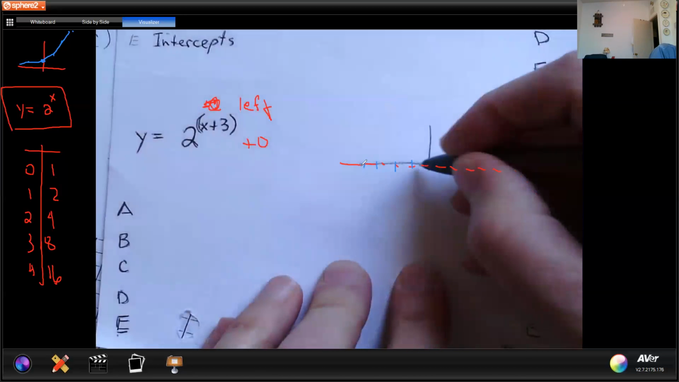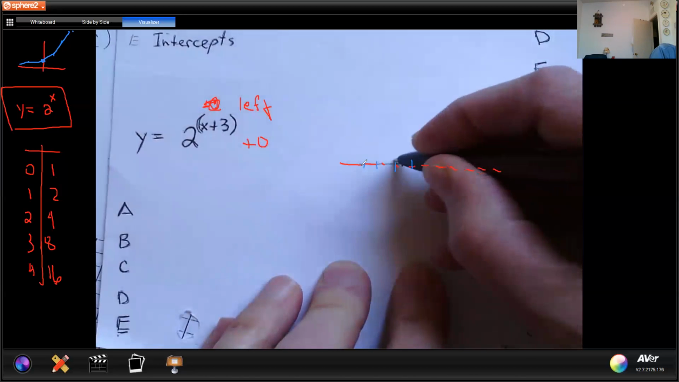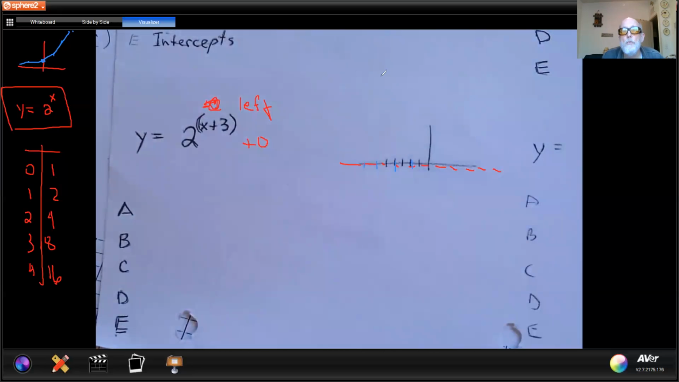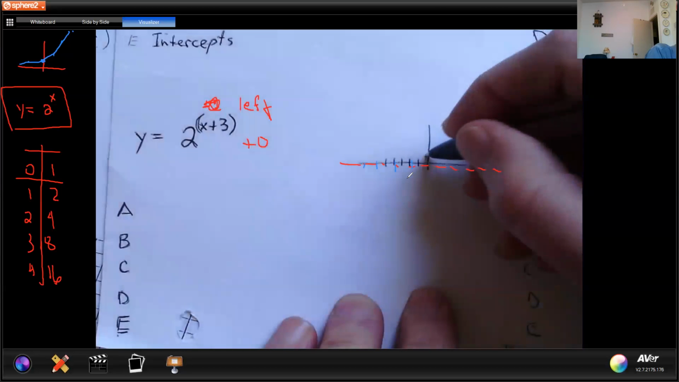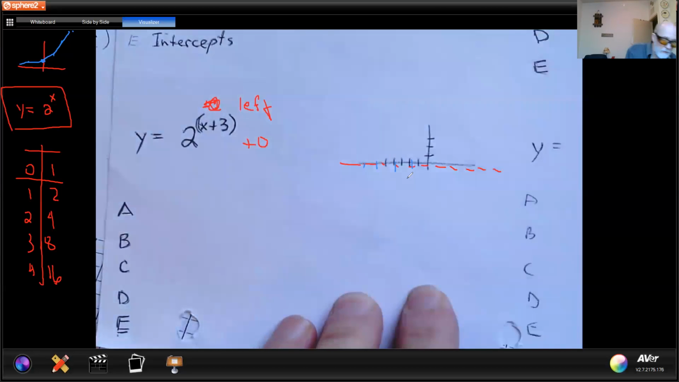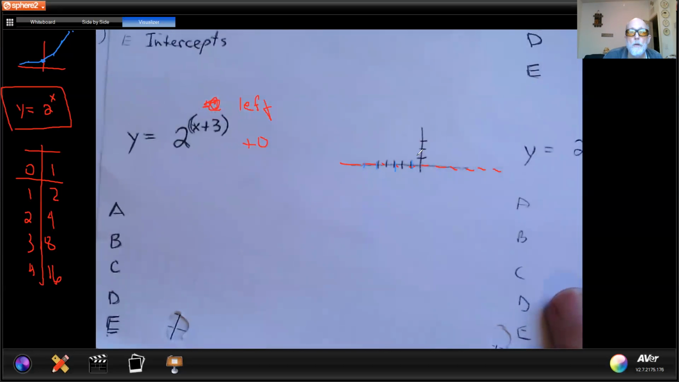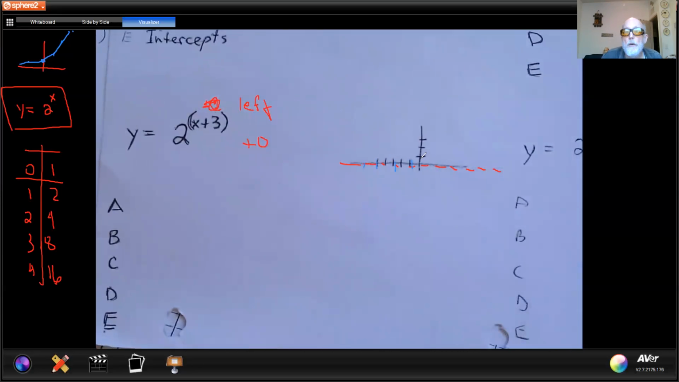Maybe I should put the little marks here: 1, 2, 3 to the left. Okay, so if I move 3 to the left, I'm going to move this point 3 to the left. So instead of being at 1, let's make this 1, also 1, 2, 3. Instead of being right here, whoops, I moved my asymptote. There we go. Instead of being right here, it's going to be right here. And then this one is going to be at 2, and this one's going to be at 4.